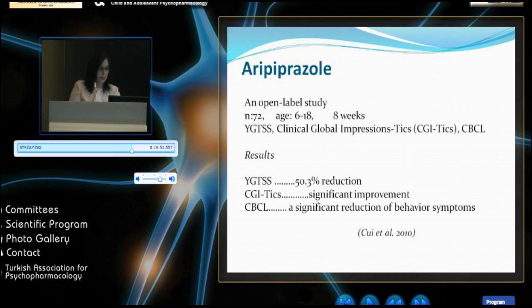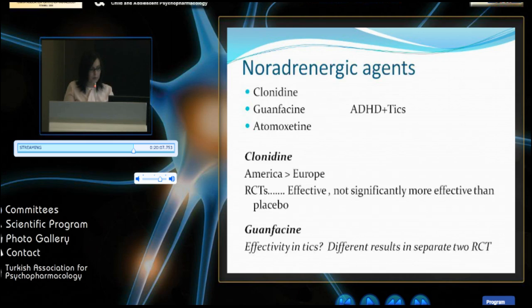A study was carried out of 8 weeks on 72 children between the ages of 6 and 18. It's an open-label study. A very significant reduction was ensured in terms of tics, and CBCL was used. A significant reduction of behavior symptoms was ensured.